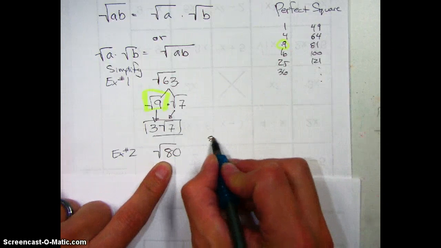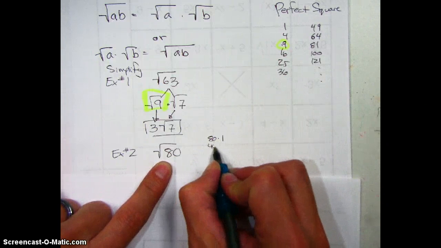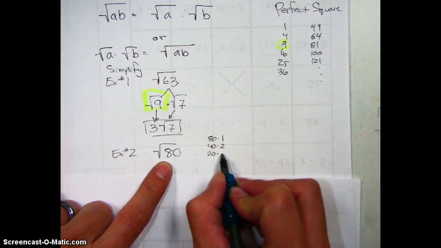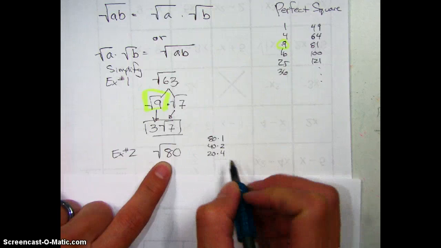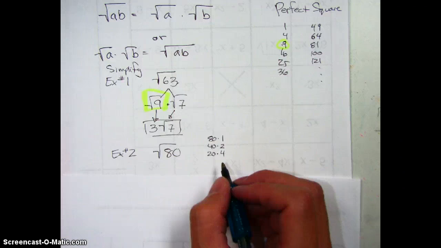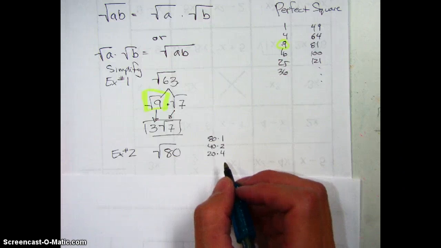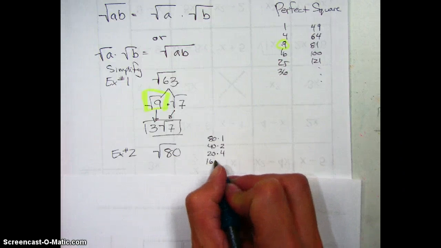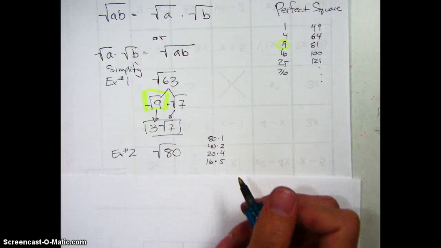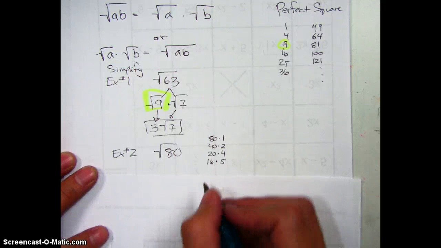I can even write it to the side. I know that 80 times 1 gives me 80. 40 times 2. I can do 20 times 4, right? What else can I do? There's probably some other factors. Let me see. 80. Yeah, I can do 16 times 5. And nothing else is coming to mind, but 8 times 10, yeah?